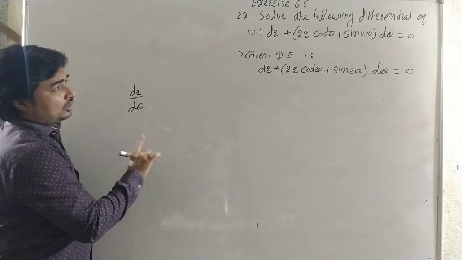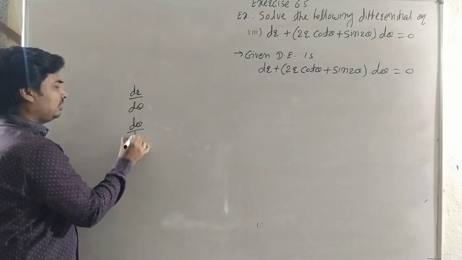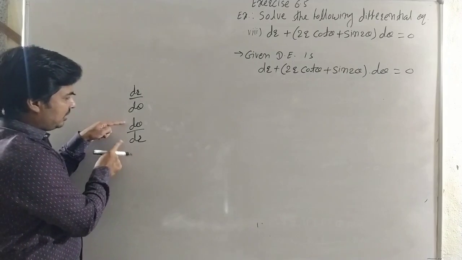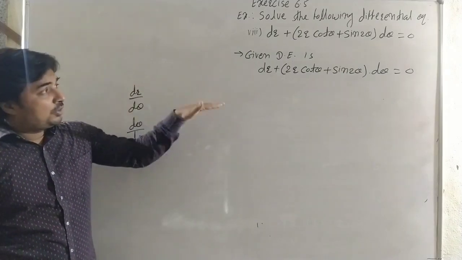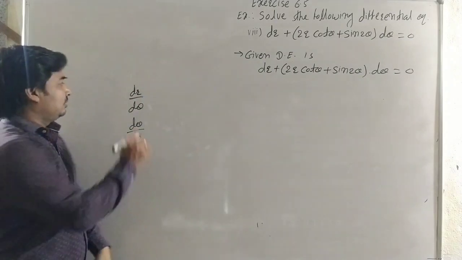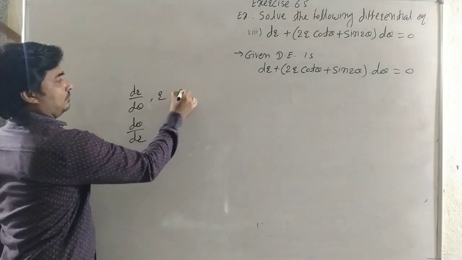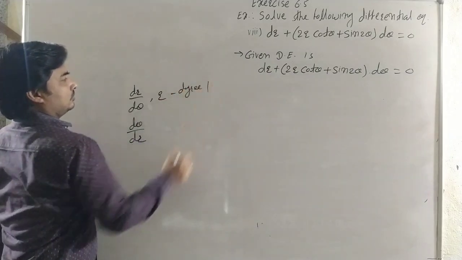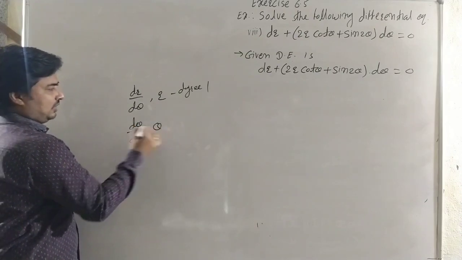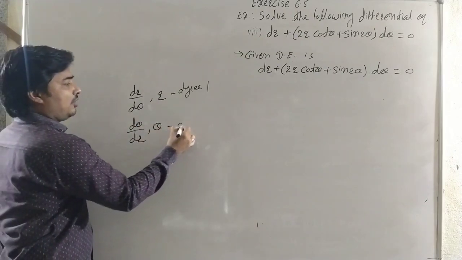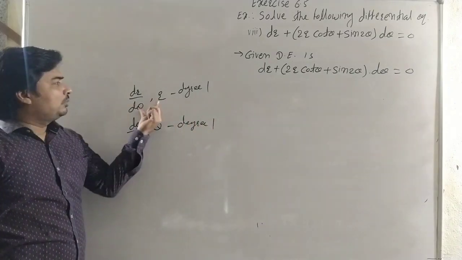Now we check whether it is linear or not. When we write d theta by dr, it is a differential equation in theta. First, is it a linear differential equation in r? Here dr by d theta and r have degree 1. When we write d theta by dr, then d theta by dr and theta have degree 1, and they are not multiplied together.